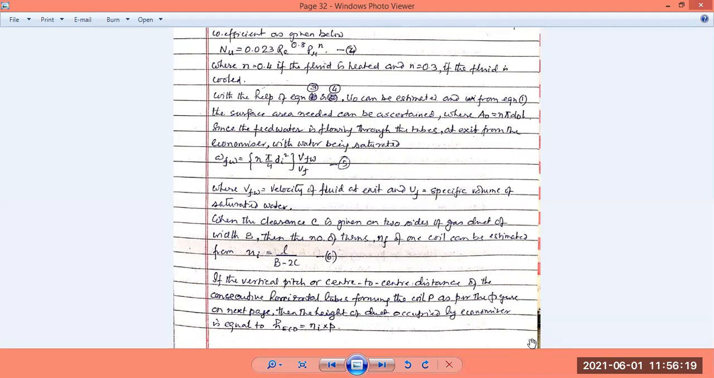Water being saturated, ω_fw. When the clearance C is given on two sides of the gas duct of width B, then the number of turns Nf of one coil can be estimated as Nf equal to L by (B minus 2C).